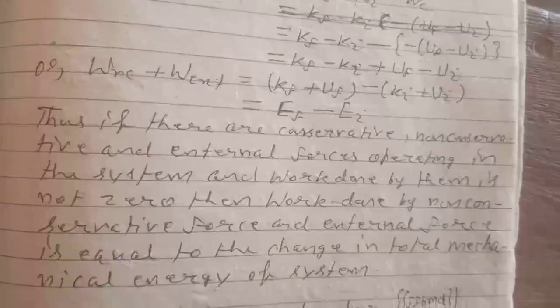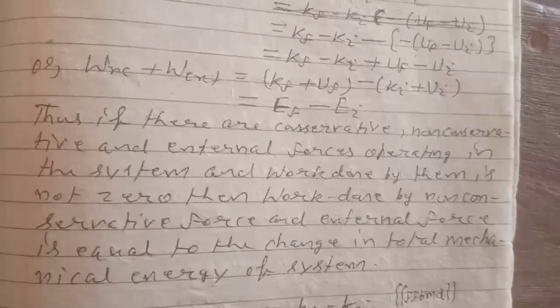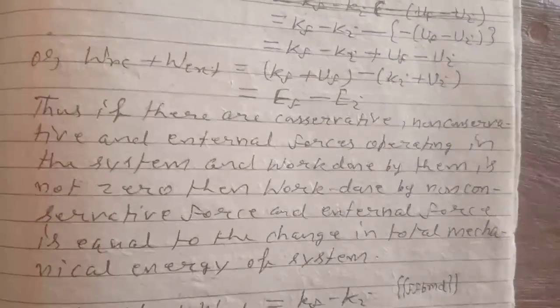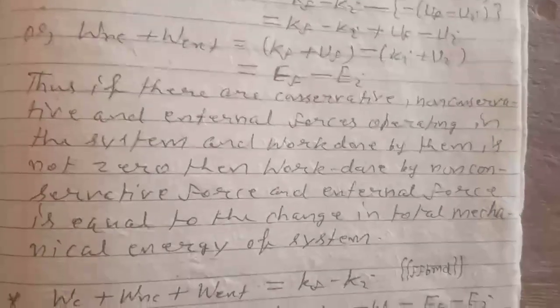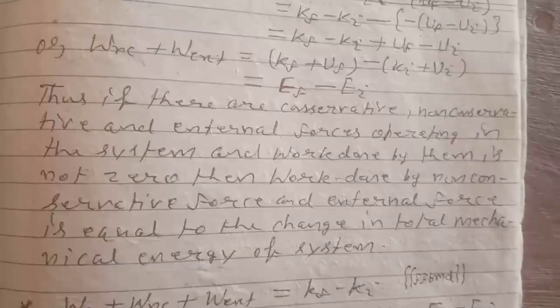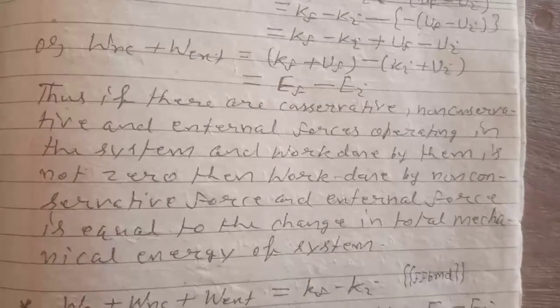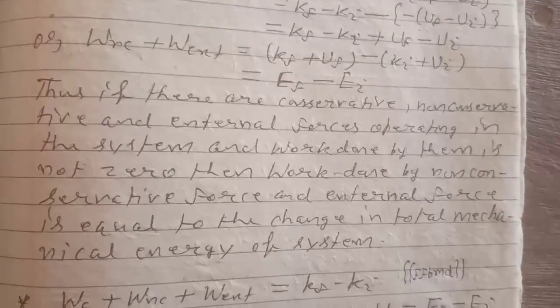Thus, if there are conservative, non-conservative and external forces operating in the system and the work done by them is not zero, then the work done by the non-conservative force and the external force is equal to the change in total mechanical energy of the system.